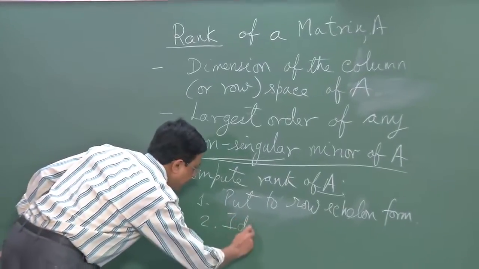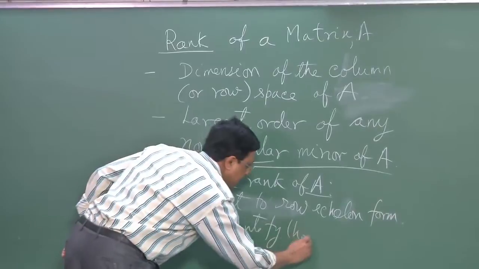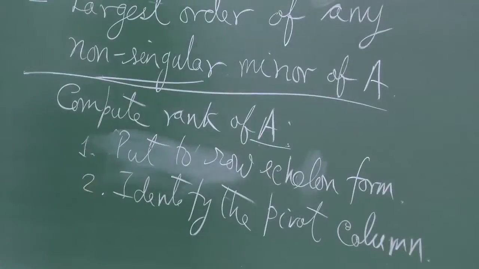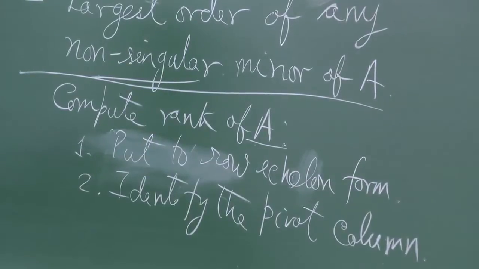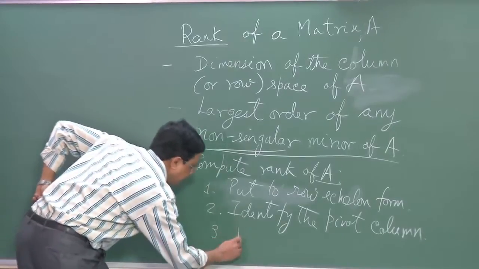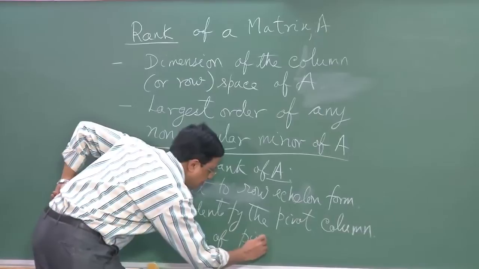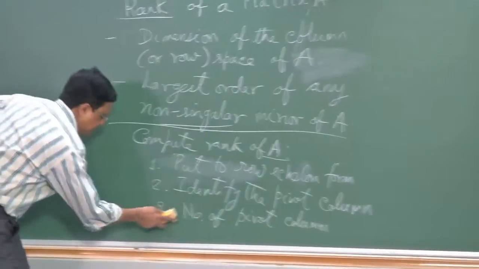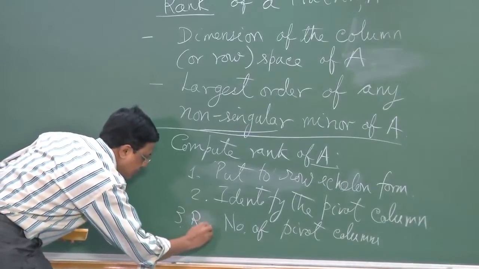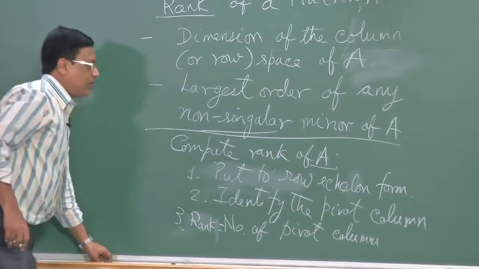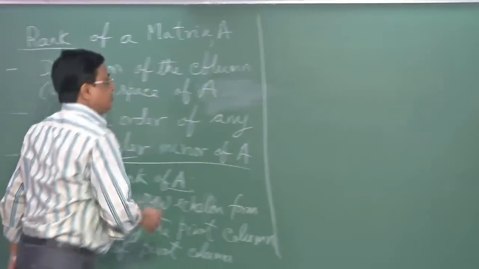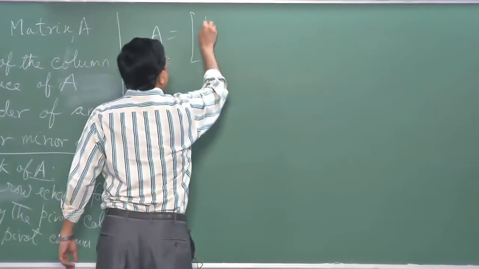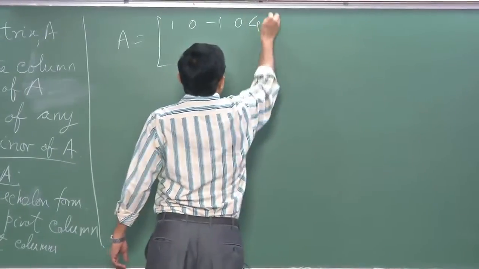Step two: identify the pivot columns. Step three and step four: the number of pivot columns is the rank. Or you can say rank is equal to the number of pivot columns. So, we will take a small example to illustrate this. I will not work it out fully, I will just leave part of this as an exercise for you. If you take an example, let us say as given here.